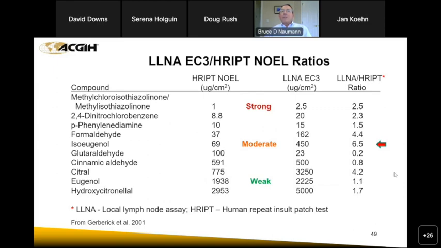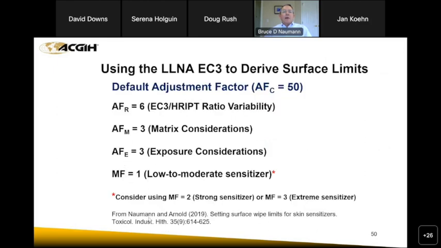And so you look at this ratio, and they bounce around a little bit, but the highest number is 6.5, which is why we recommended, I published a paper with Susan Arnold from the University of Minnesota a couple of years ago on this, and we went through the literature and looked at how risk assessments are done for sensitizers, mostly in the cosmetics industry, et cetera, and flavorings. And so we came up with a default adjustment factor recommendation of 50. So you would take the dose that was equivalent to the EC3 and divide it by 50.